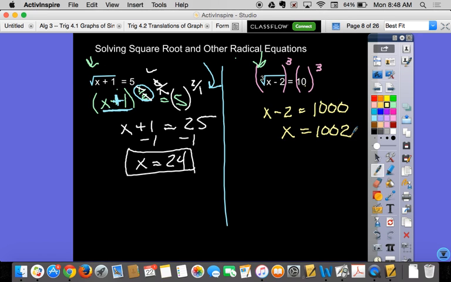Well, if you wanted to check it, put 1,002 up in there. 1,002 minus 2 is cube root of 1,000. Yes, the cube root of 1,000 is equal to 10, so our answer checks. This, again, is a legitimate answer. So all you're doing is the reciprocal of your root. Okay? So if it's a square root, you're going to square both sides. If it's a cube root, you're going to cube both sides.